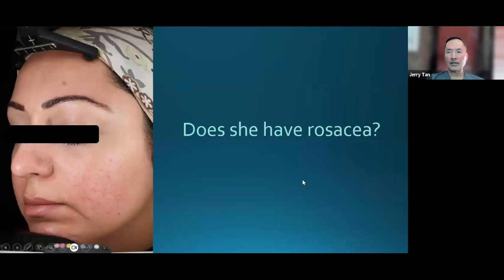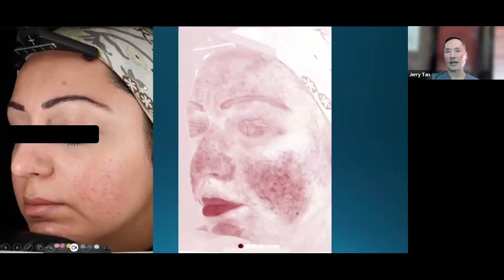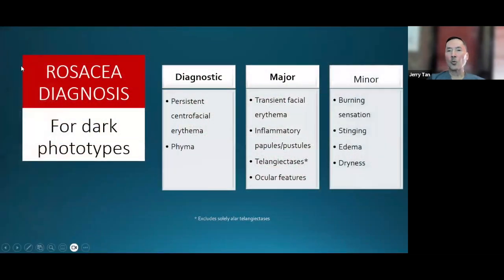And the next case I wanted to ask you is, does this patient have rosacea? Well, on this imaging, you don't really see it on her natural standard photograph, but on the red spectral image, it's very clear she has nasal erythema, cheek erythema, chin erythema, along with the visible papules and pustules. So why don't we easily diagnose it? Because it's difficult in darker phototypes, and it's hard to see red on darker skin.